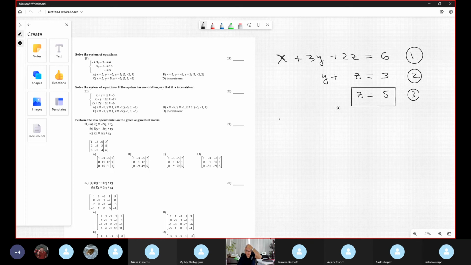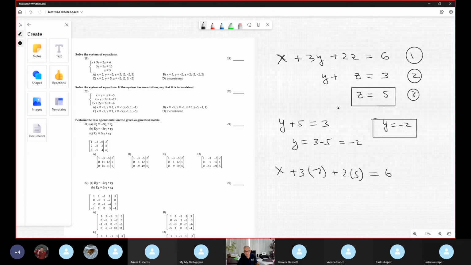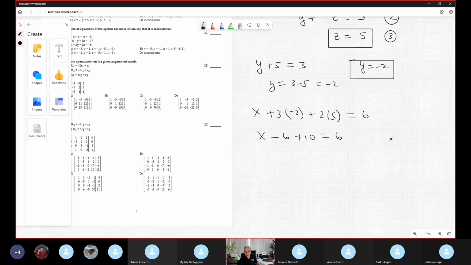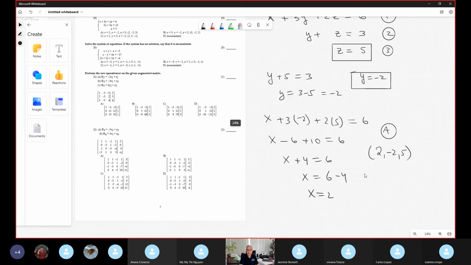So actually, I have the z value. In order to find the y value: y plus 5 equals 3. y is equal to 3 minus 5, negative 2. So y is negative 2. And x: x plus 3 times negative 2, which is y, plus 2z, which is 2 times 5, is equal to 6. This is x minus 6 plus 10 equals 6. So this is negative 6 and positive 4, no? x is equal to 6 minus 4, okay, 2. The solution is the ordered triple 2, negative 2, 5. Oh, option A. You expect one easy problem like that in the test.